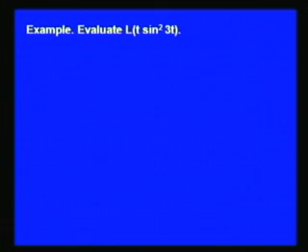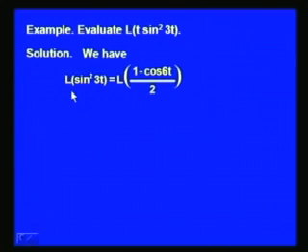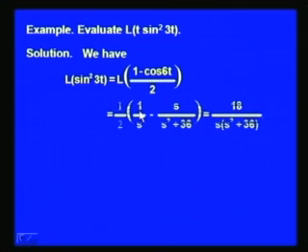Likewise, let us study an example based on the last theorem. Let us evaluate the Laplace transform of t into sin square 3t. Let us first note that sin square 3t is the same as (1 minus cos 6t) by 2, and using the linearity property of the Laplace operator L, we can write the Laplace transform as half of the Laplace transform of 1, which is 1 by s, minus the Laplace transform of cos 6t, which is s over s square plus 36.